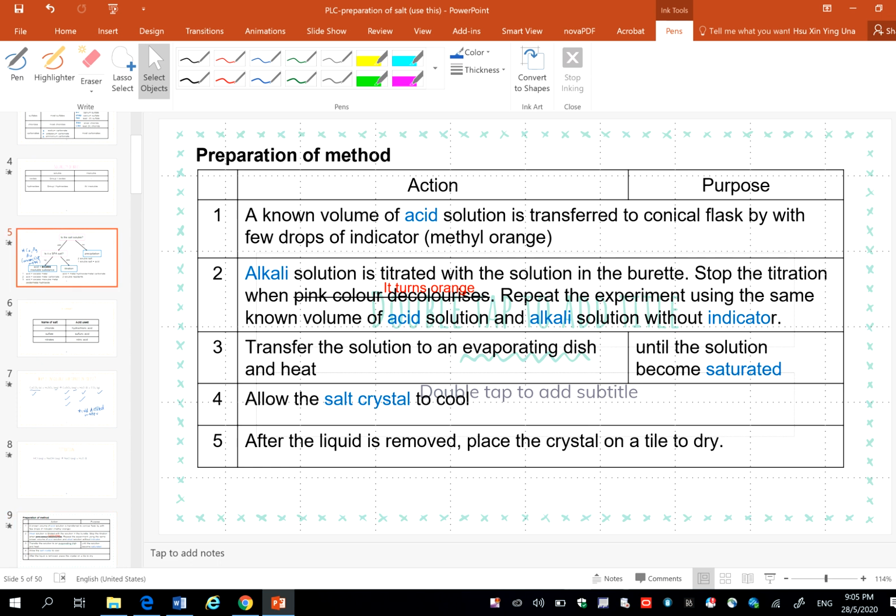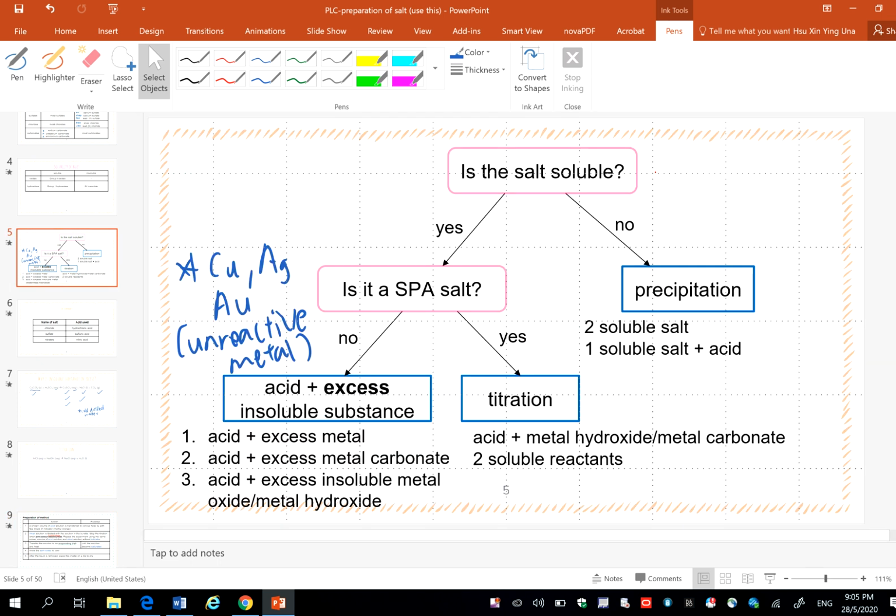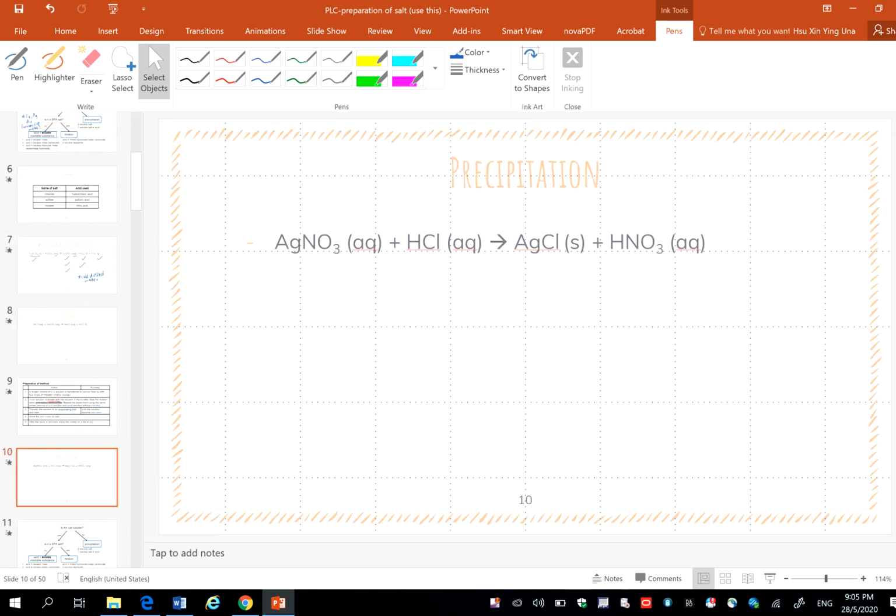So let's move on to the last one, precipitation. Precipitation, I'm trying to make an insoluble salt. By now I hope you can roughly guess why this method requires you to use 2 soluble substances. So let's say I want to make this insoluble salt, silver chloride. I'll need to use 2 soluble reactants.